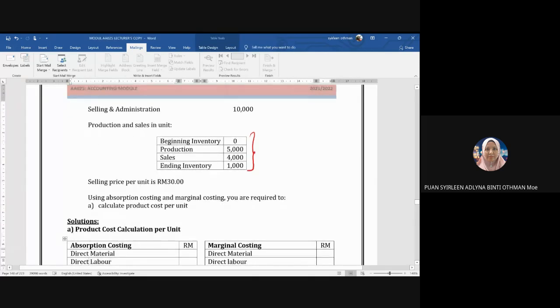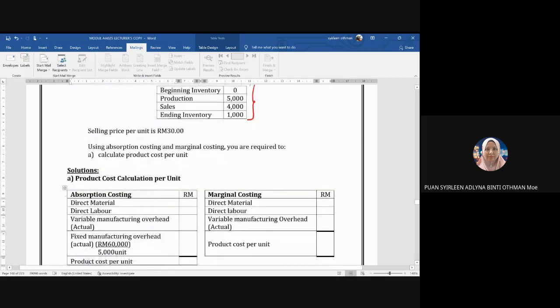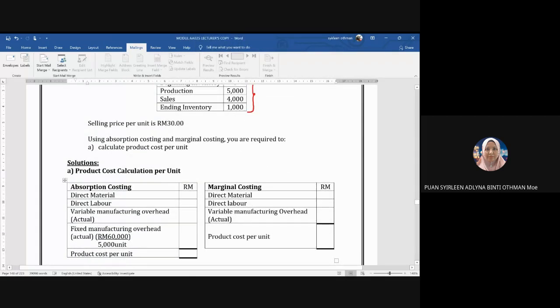This is actually very simple lah. Okay, cuma kita perlu kira. Okay, macam Madam cakap tadi, kalau absorption dia ambil kira semua. Tapi you nak kira product cost per unit kan? So bila product cost per unit, your fixed cost given tadi ialah RM60,000. Okay, so fixed cost tu dibuat ataupun ditanggung semasa production berlaku. Jadi nak dapatkan fixed manufacturing overhead per unit, you akan bahagi dia dengan 5,000, which is your production unit. Ini awak kena faham betul-betul the unit produce.